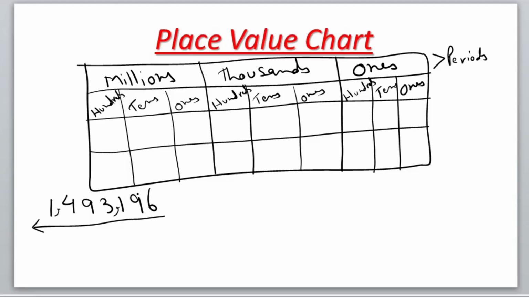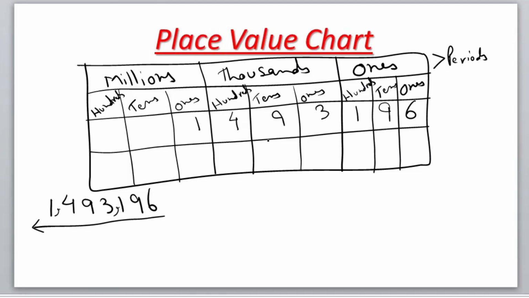Now it's easy for us to place in the place value chart. Now start placing in the place value chart. We will start from the right side. On the right side, first comes the ones period. In the ones period, in the ones place it is 6, in the tens place it is 9, in the hundreds place it is 1. Then go to the thousands period. Here it comes 3, here it comes 9, here it comes 4. In the millions period, it is 1. So in the millions period, there is only one number here. That's why it comes under ones. If there were another number, it would come under tens and hundreds.